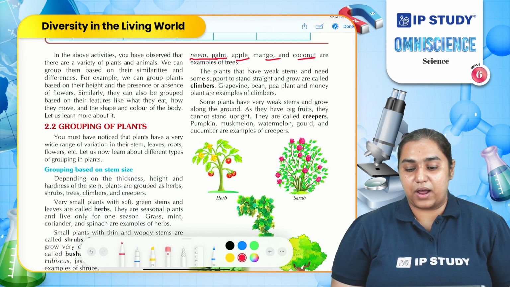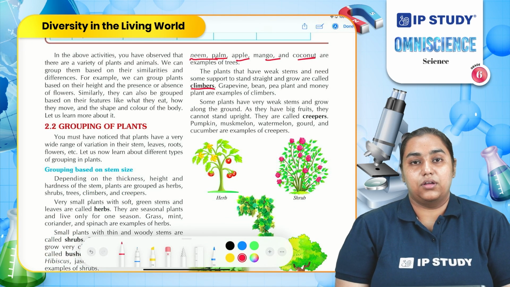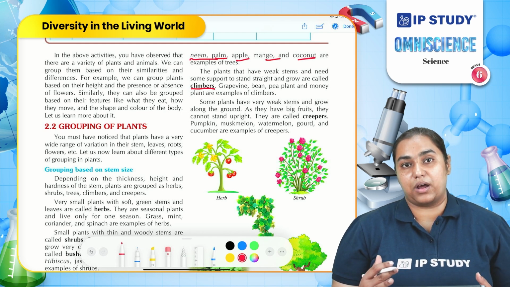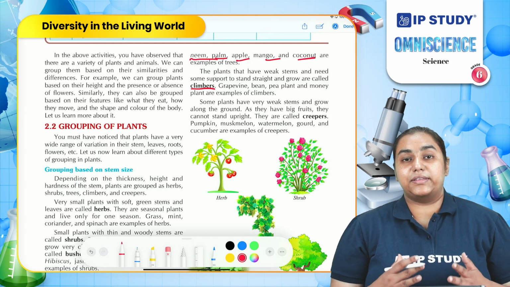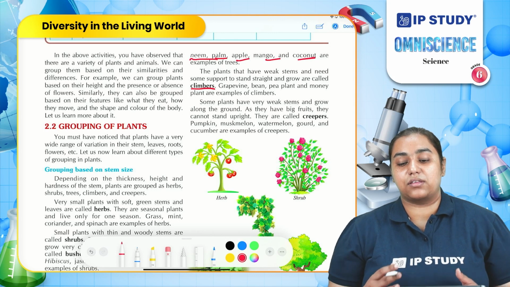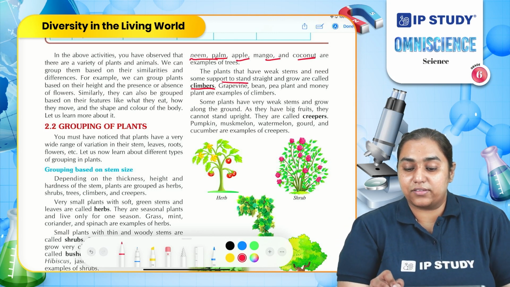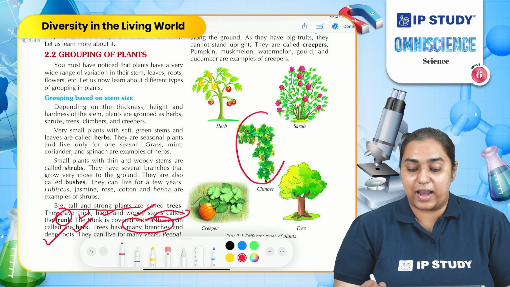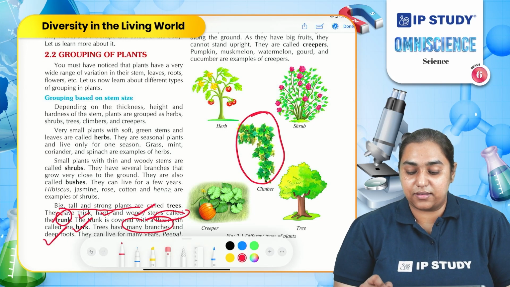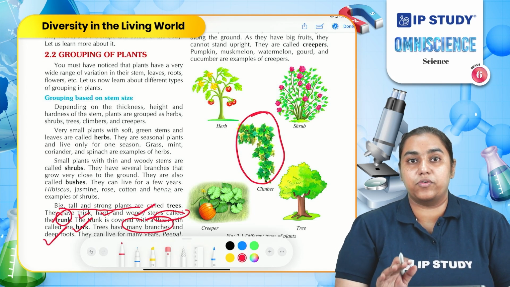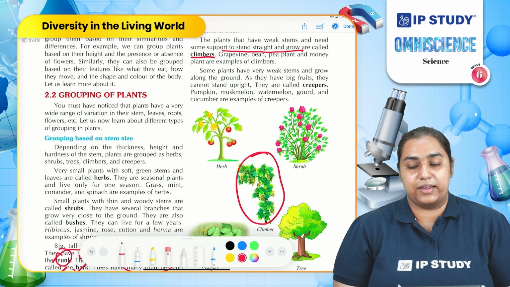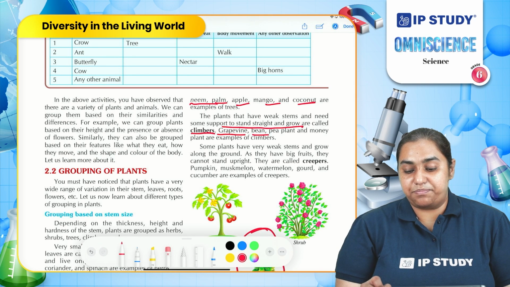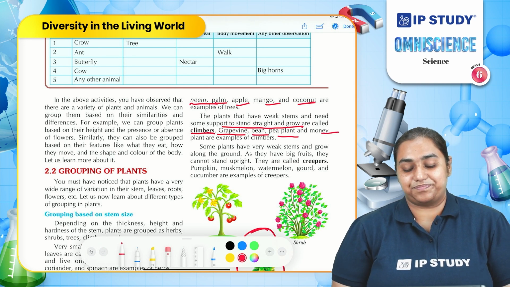Another category of plant is climber. Climbers are the plants which have a weak stem. They are not very big plants compared to the trees, but they have a very weak stem. They need support. They cannot stand straight. If you see this plant, this is a climber. It always needs a stick or a wall support to move along. Otherwise, they die. Common examples are grapevine, beans, pea plant, and money plant.